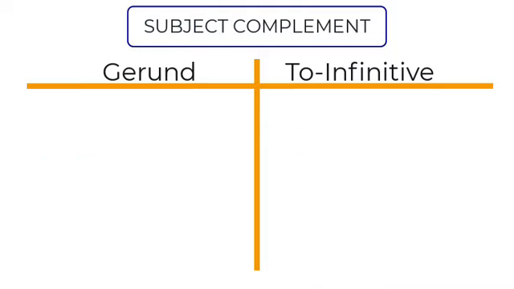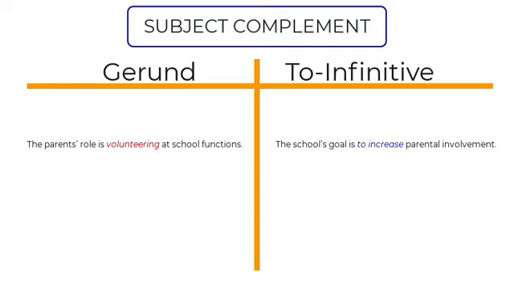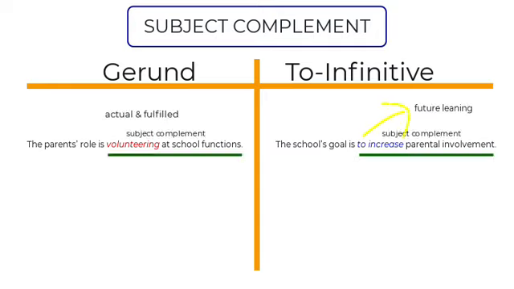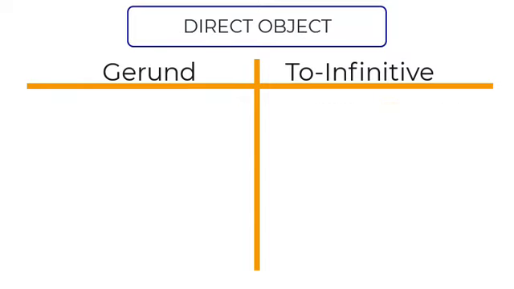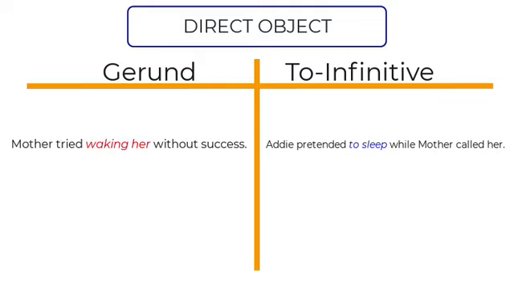The subject complement. The school's goal is to increase parental involvement. The parent's role is volunteering at school functions. And as a direct object, Addie pretended to sleep while Mother called her. Mother tried waking her without success.